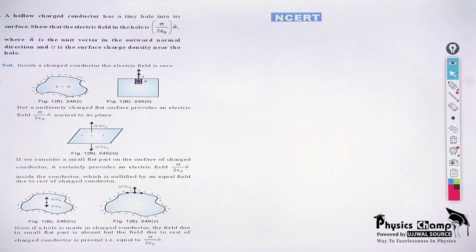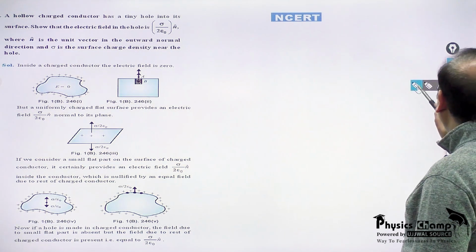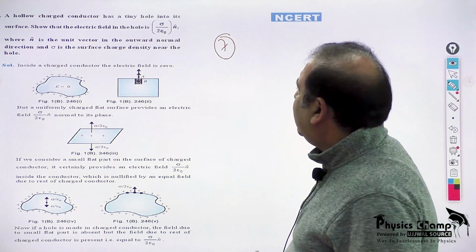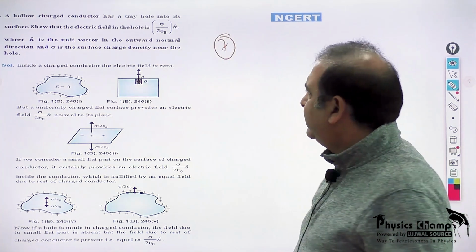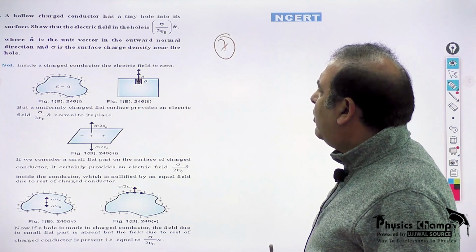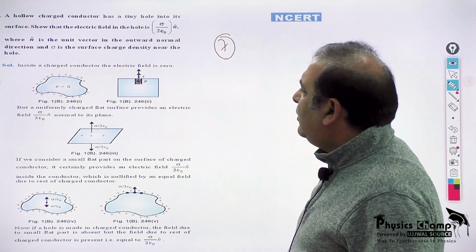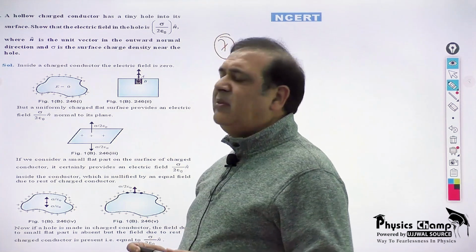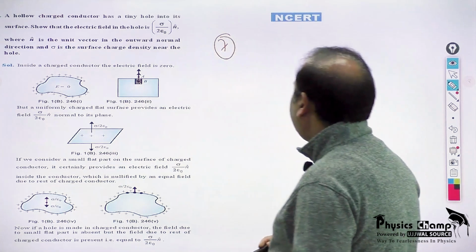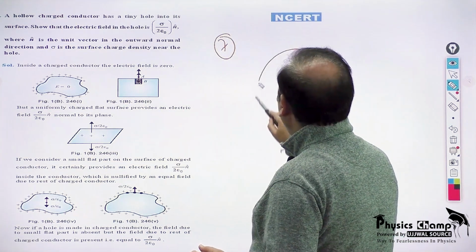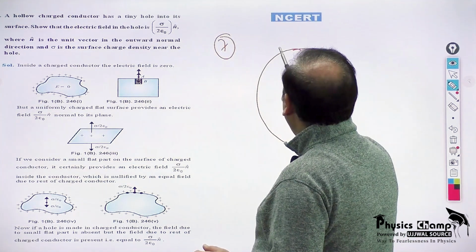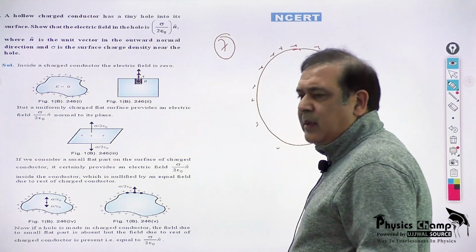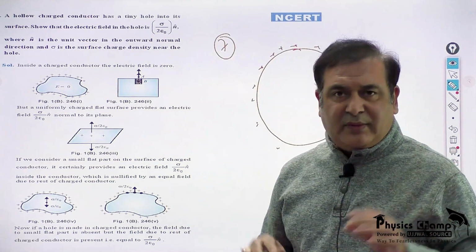Now looking at question number 7 of NCERT, a similar question we have already done before. It says there is a hollow charged conductor that has a tiny hole on its surface. Show that the electric field in the hole is sigma by 2 epsilon naught n, where n is a unit vector in the outward normal direction and sigma is the surface charge density near the hole. So just imagine that you are having a hollow charged conductor. Now for this charged conductor, I can prove this concept in two ways.